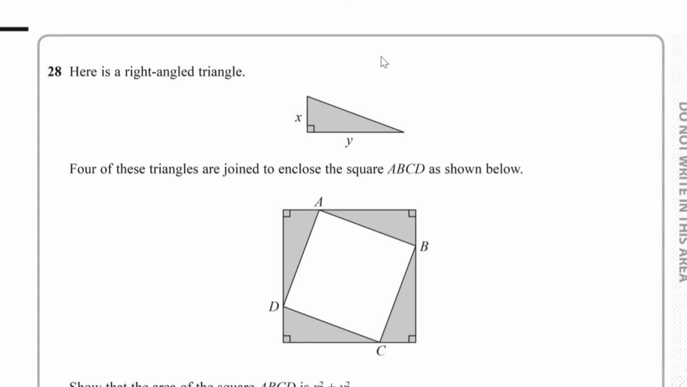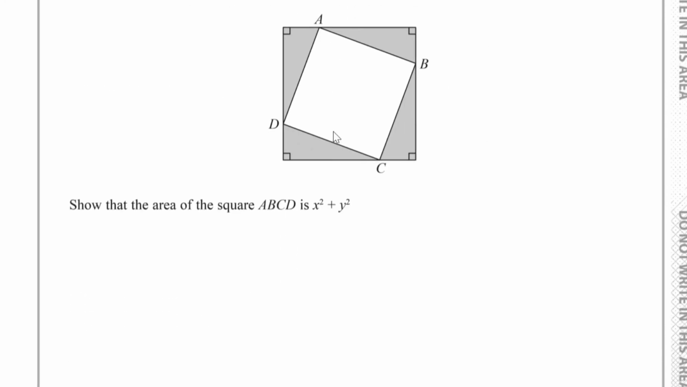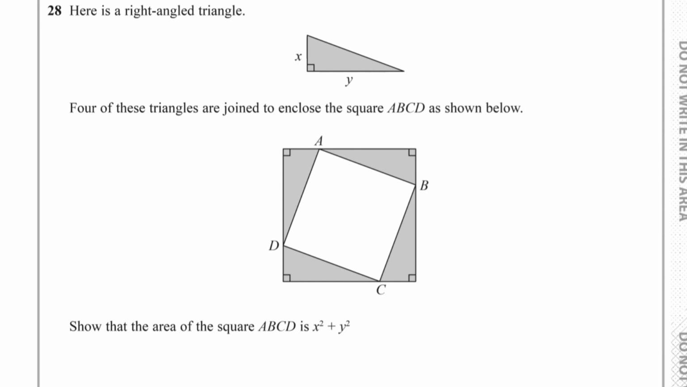Question number 28. Here is a right angle triangle. Four of these triangles are joined to enclose the square ABCD as shown. We have to show that the area of the square ABCD is x squared plus y squared. So what we'll do is we'll add on the lengths. We've got the shorter length x, so I've got x here, here, here and here, and I've got the larger length here, y. So I've got y here, here, here and here.